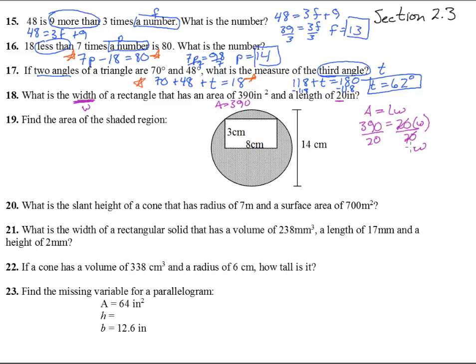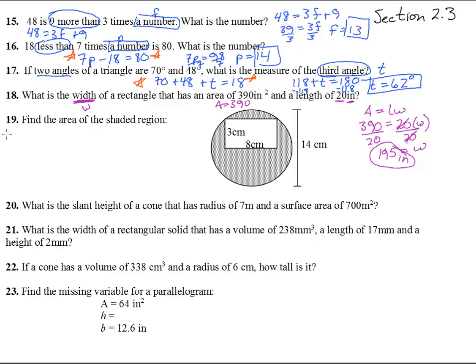And we get that W equals, if we punch that in the calculator, we get 19.5. We are in inches. We are in inches squared. So this is 19.5 inches is the width.